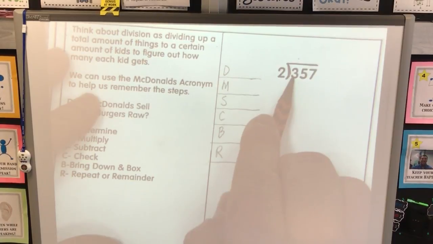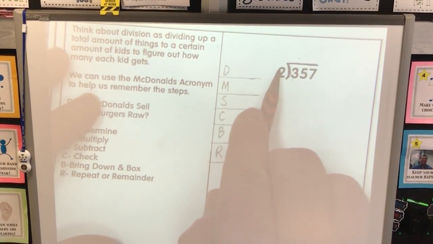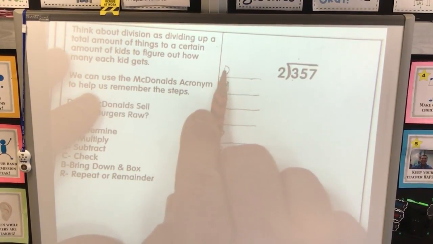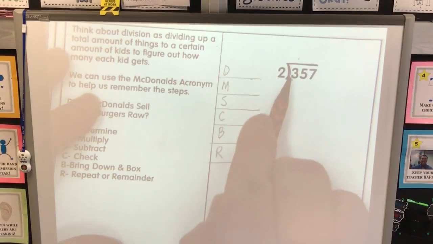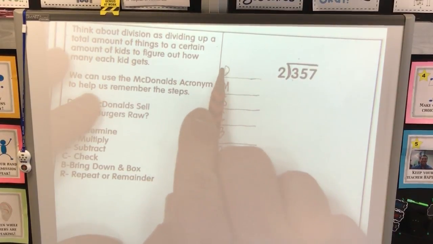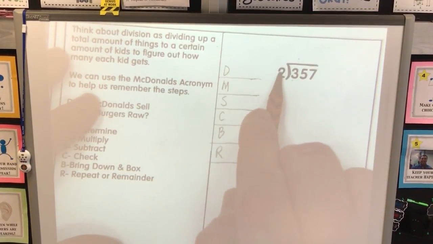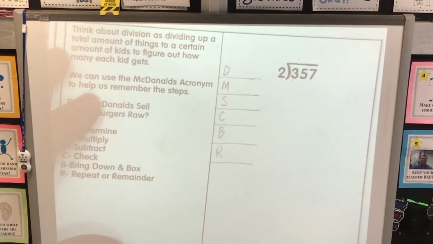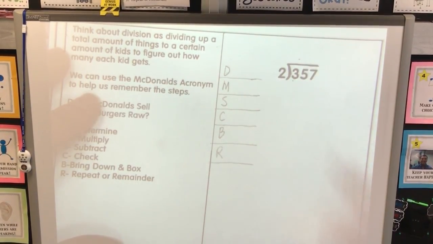Okay. Well, there's 3 of them. So can I start sharing those with 2 kids? Yeah, each of you can get one, right? All right, so that's what we're asking. So ready? Say the phrase, but tap like I am. Ready, set, go. Determine 2 times what gets me close to 3 without going over.